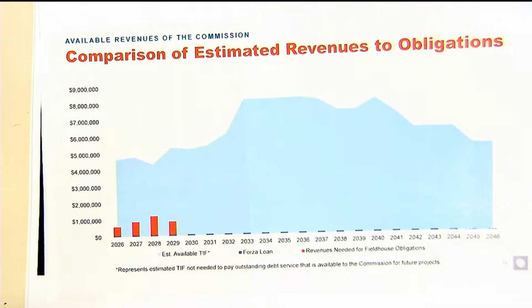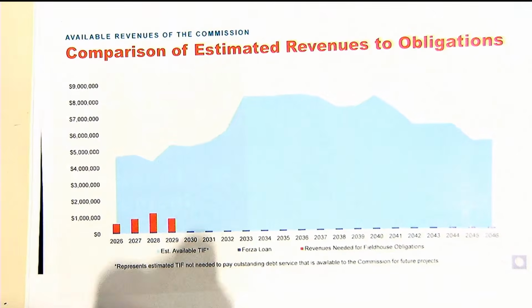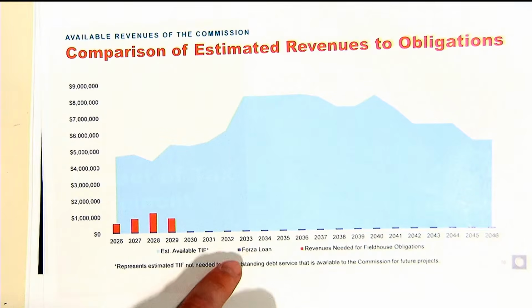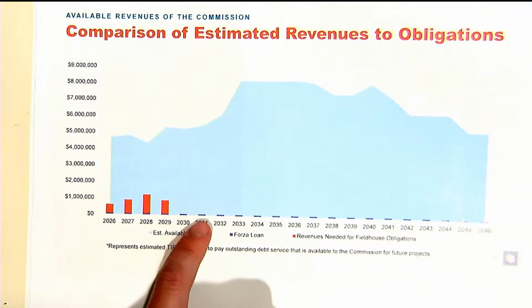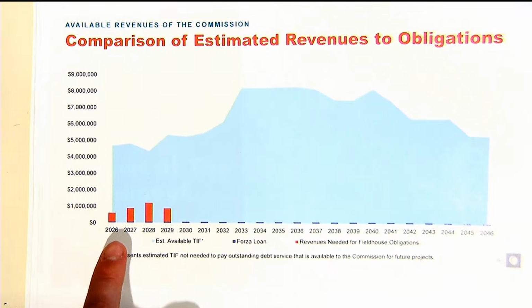As mentioned, this blue shaded in the back are all available revenues of the RDC after any outstanding bonds have been paid. So this is all remaining revenues after payments have been made. You can see there are a couple additional pieces that need to be used of redevelopment commission revenues. You have the outstanding Forza loan, which is the very, very small dark shaded there. And then as mentioned previously, the red shaded are the RDC revenues needed to help pay the Fieldhouse obligations.